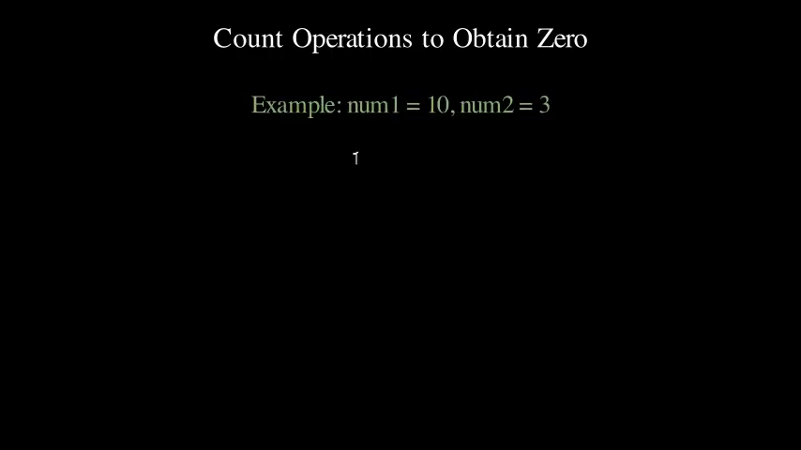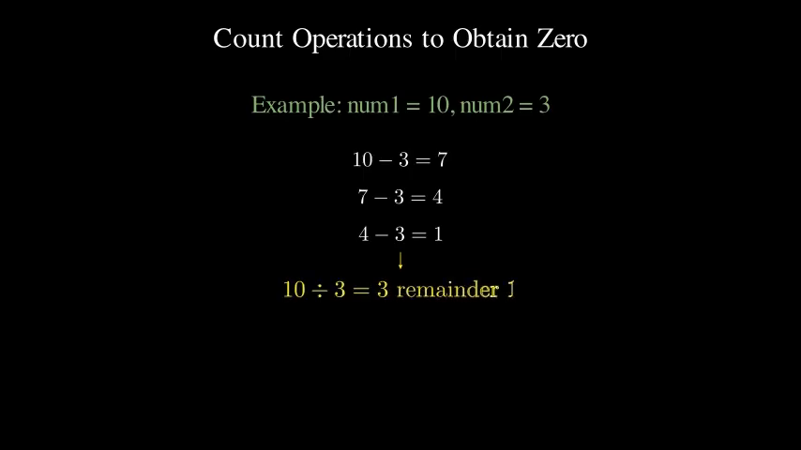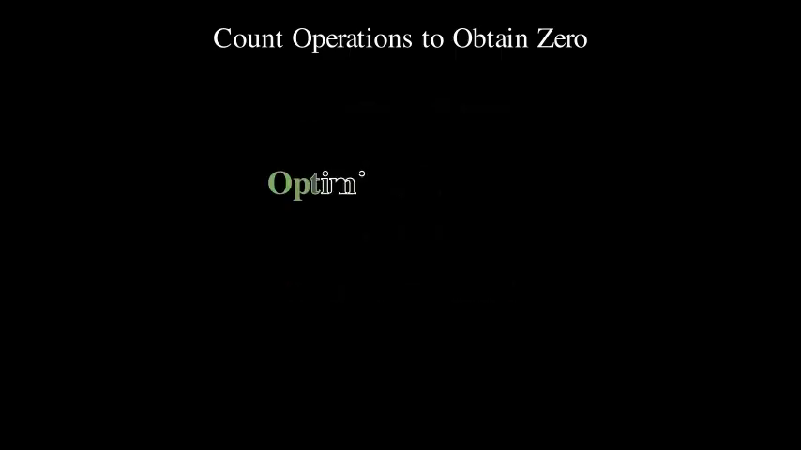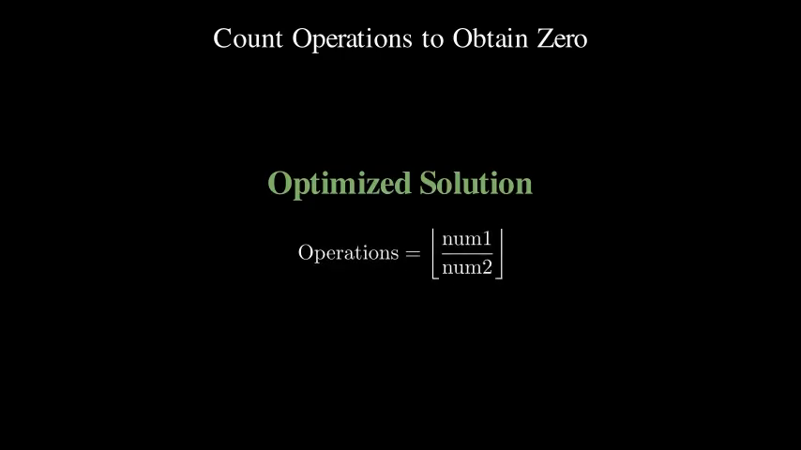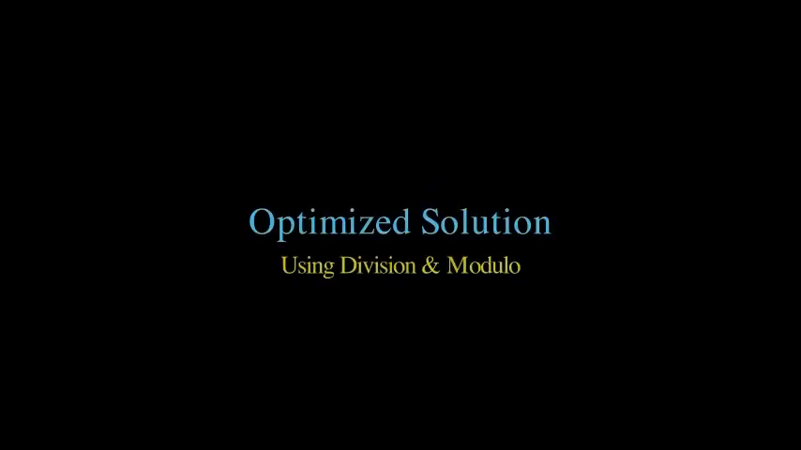For example, if num1 is 10 and num2 is 3, we'd subtract 3 from 10 3 times before num1 becomes 1. That's simply 10 divided by 3, which equals 3 with a remainder of 1. This insight leads us to an optimized solution. Using division, we can optimize dramatically.